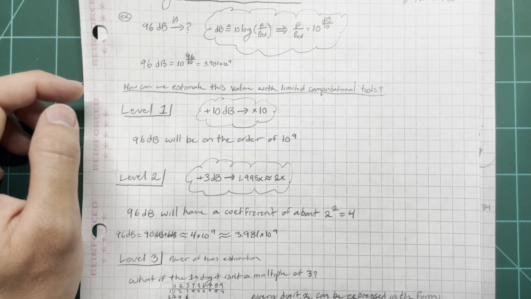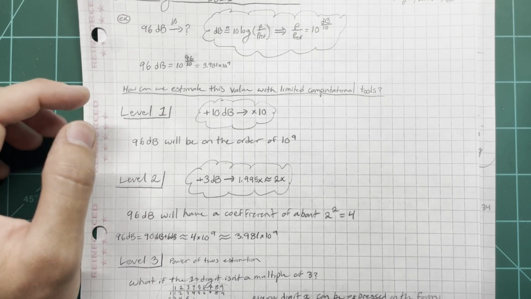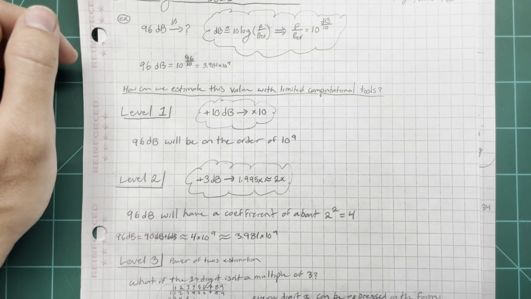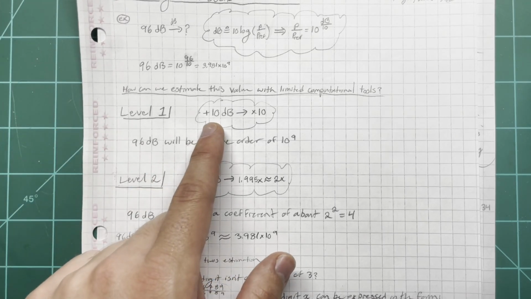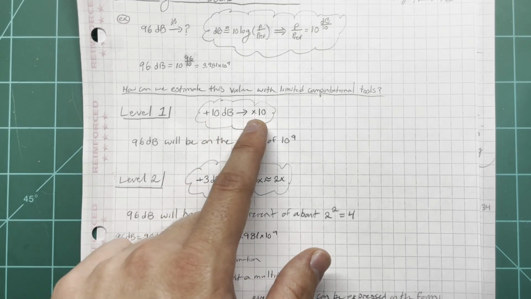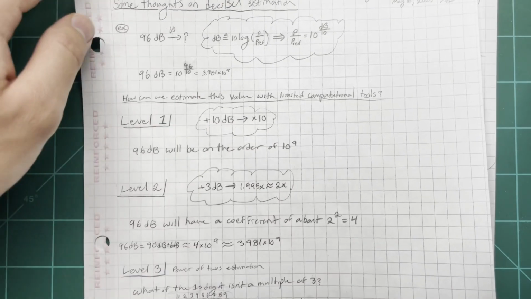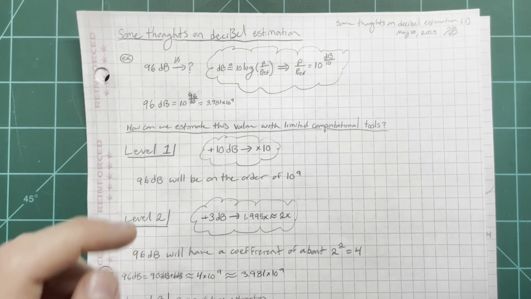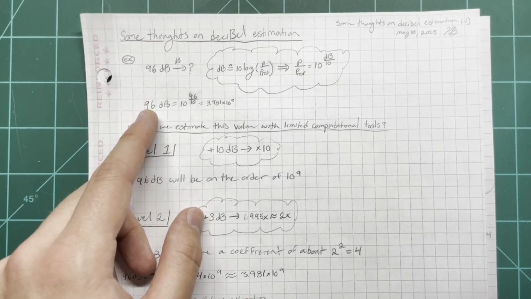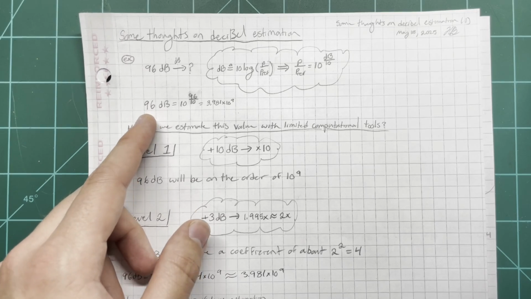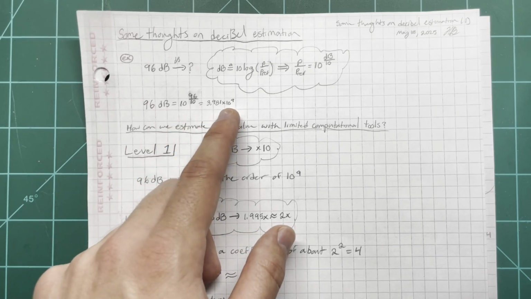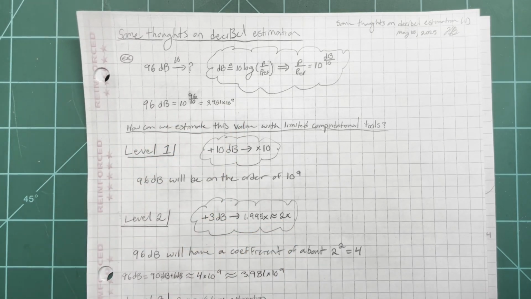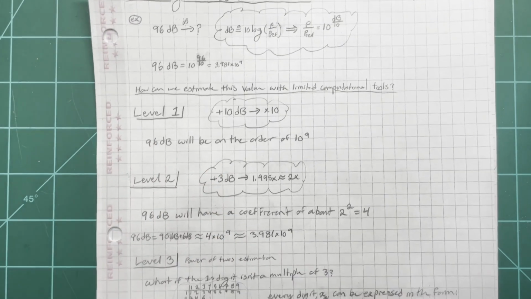So, when you're estimating decibels, there's a few different levels of approximation that you can go to. What I decided the first level would be is just recognizing that an addition of 10 dB results in 10 times the value. So, for this example, because there's 90 dBs, we know that it's going to be approximately in the order of 10 to the 9. And so that's just the first level.